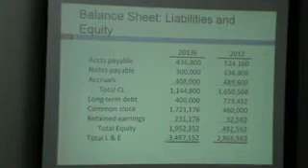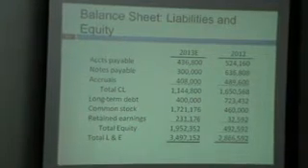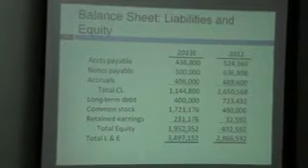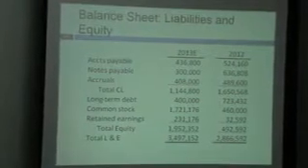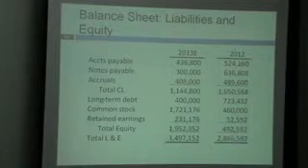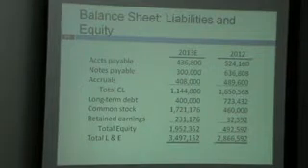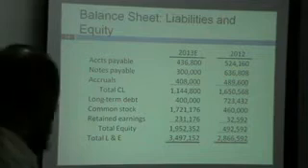Then long-term debt is mentioned separately. Long-term debt means it is payable after 1 year. Then common stock, these are the shares which are issued, and then retained earnings. Common stock plus retained earnings gives us total equity. So total debt and equity should be equivalent to the assets.